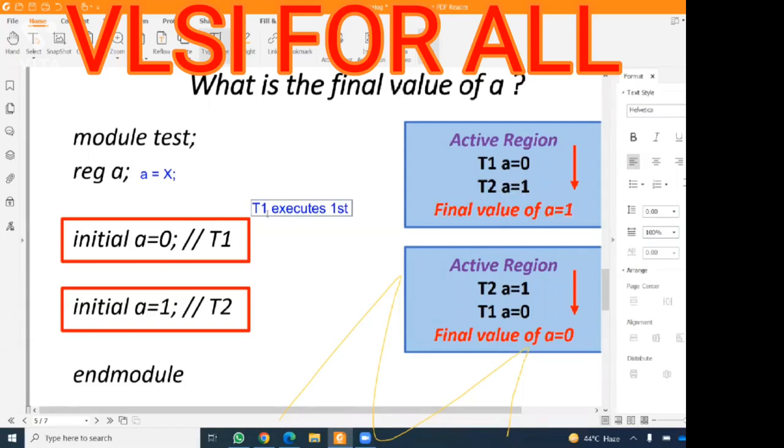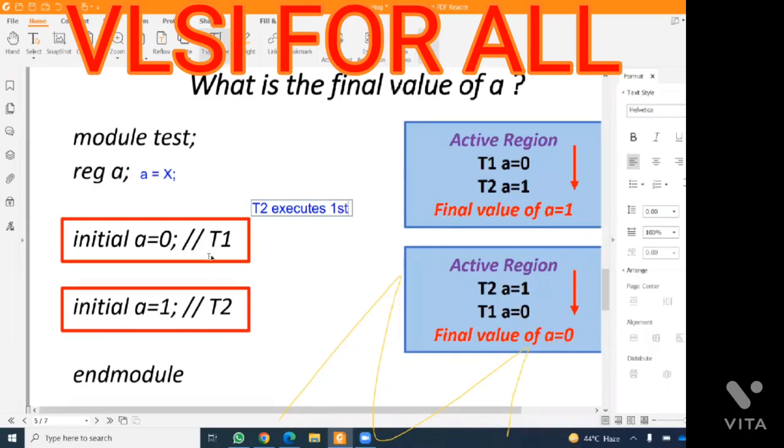But still we don't know, right? We assumed that T1 is executed first. But now suppose T2 executed first. In this case, since T2 executed first, 1 is assigned to A. And after that, it's T1's turn to assign 0 to A. So we get A as 0. The answer depends on the simulator.